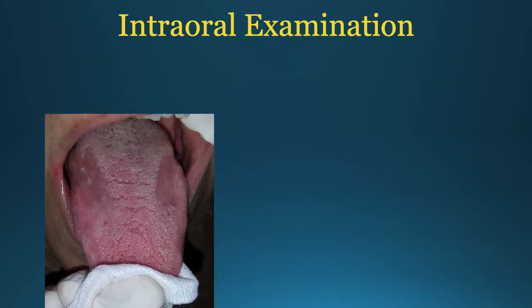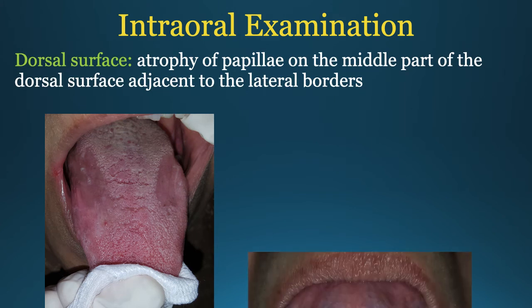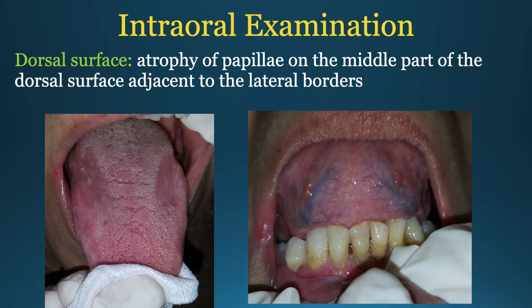Here in the tongue, we have also a lesion on both sides of the dorsal surface of the tongue. Actually, we have atrophy of the papillae. There are areas of depapillation on both sides of the dorsal surface of the tongue. The ventral surface of the tongue was normal.